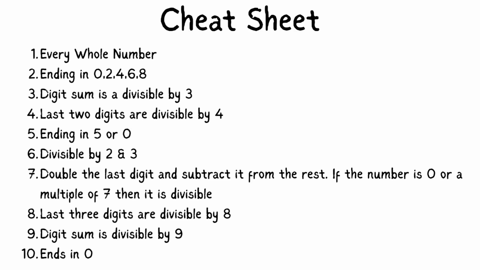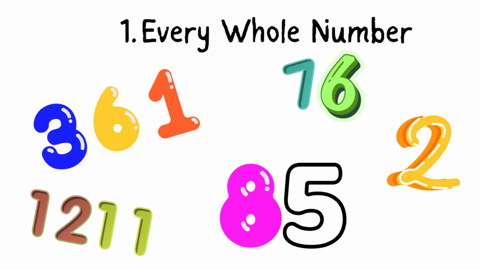Take a moment to pause the video if you need to, but we will be going into detail for each one of these. Okay, let's go. The rule for dividing by 1 is pretty simple. Literally every whole number is divisible by 1. But some of the other rules aren't as easy.